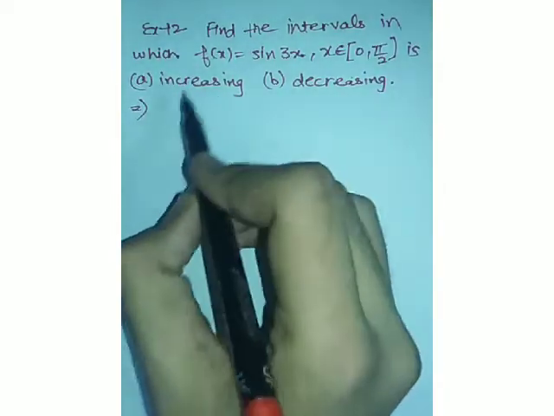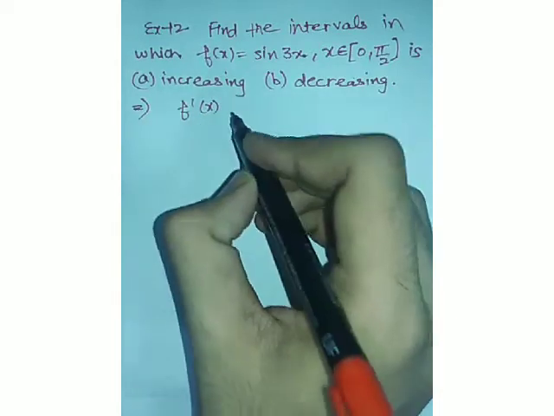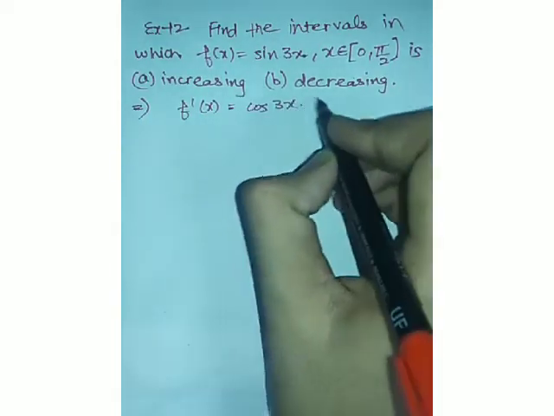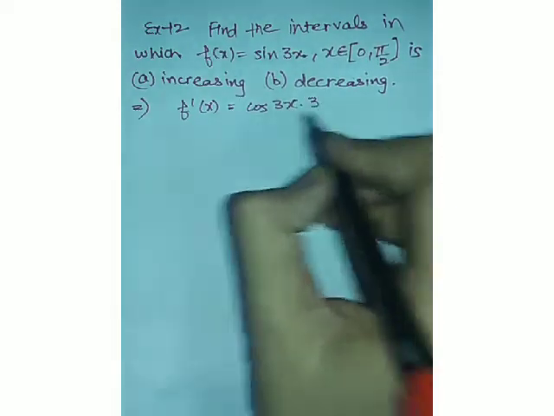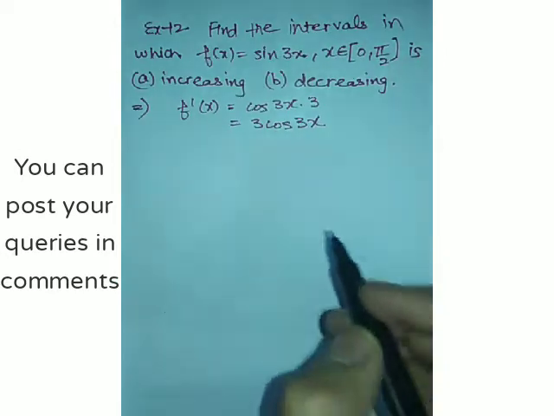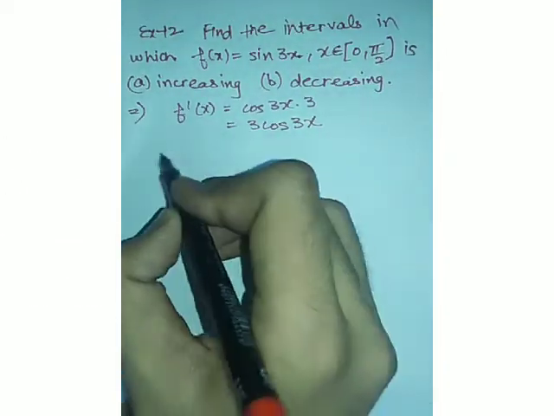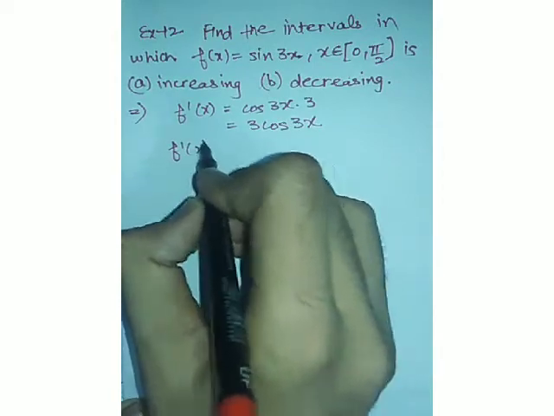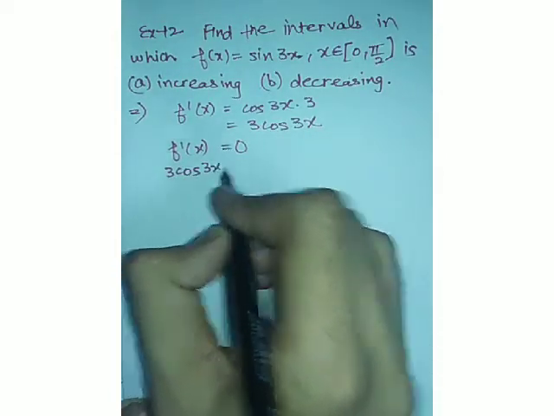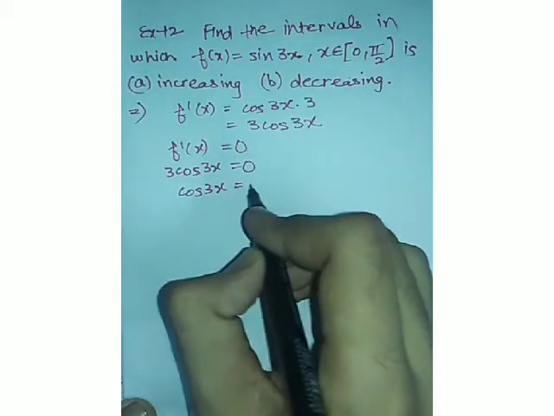What will we do? Firstly, the same step, we will find f'(x), it means the differentiation of sin 3x. What will it be? cos 3x, and 3x will be differentiated again with respect to x, you will get 3, so the differentiation will be 3 cos 3x. And according to the previous example, we equated f'(x) to 0. So similarly, 3 cos 3x = 0, or cos 3x = 0.